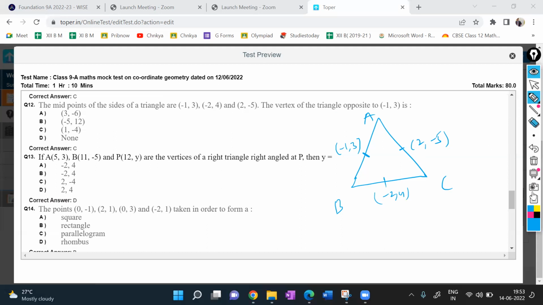Look at this here. We need to find out the vertex of the triangle opposite to (-1, 3). What is opposite to (-1, 3)? C is the opposite, right? What is the C coordinate? We need to find out. Hope you are understanding what I'm saying.